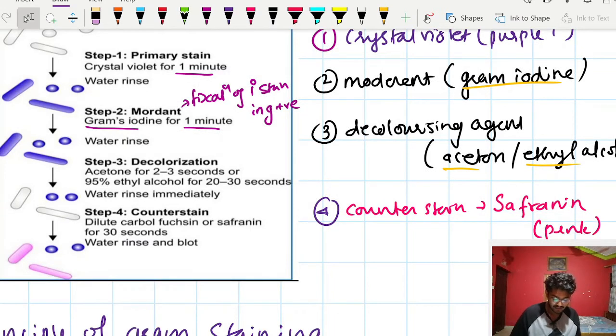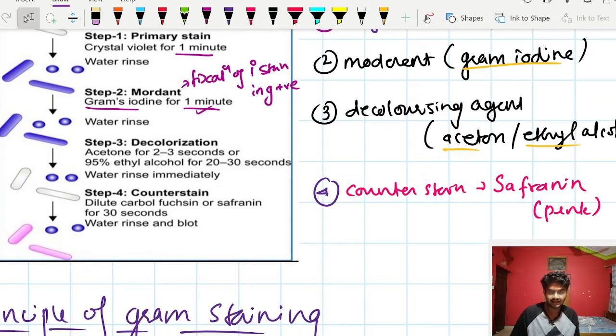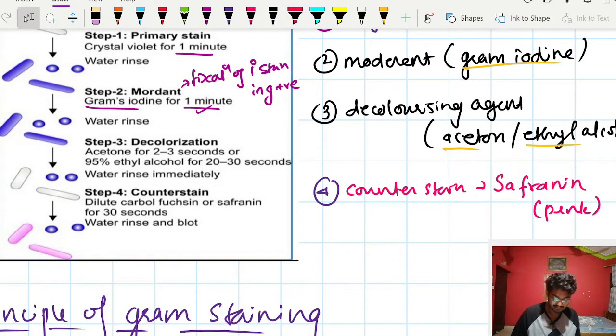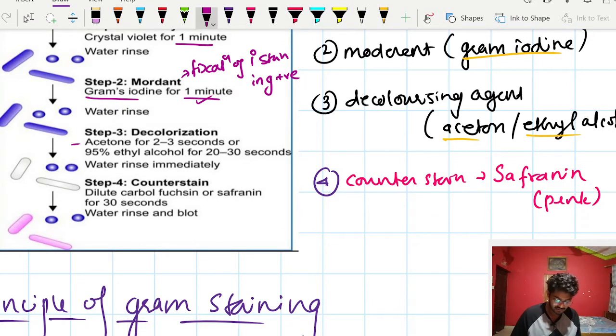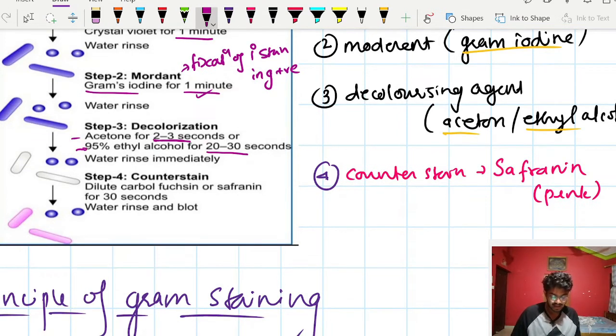Then after 1 minute, the primary stain is for 1 minute, the mordant also is for 1 minute, then we have to rinse it off. Then we add the decolorizer. Our decolorizer can be either acetone or ethyl alcohol. If we are using acetone, we have to use it only for 2 to 3 seconds. If it is ethyl alcohol, then we have to hold it for 20 to 30 seconds. After that we have to immediately rinse it out. Just for a few seconds we keep it there, and then we immediately wash it out.